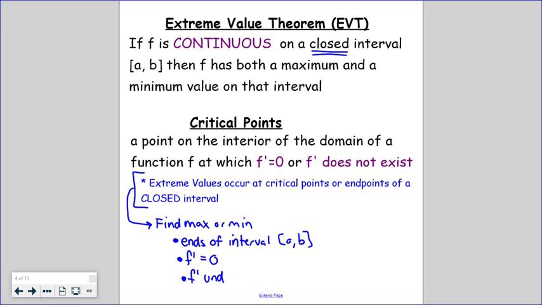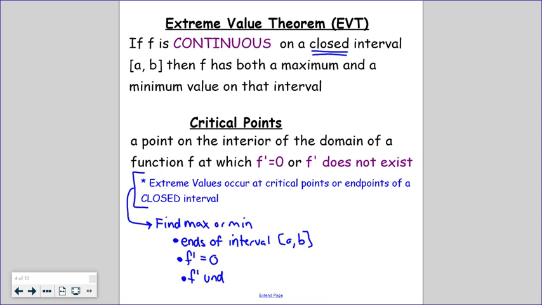On your derivative, so not on your function itself. So on your function, that might be at a corner, a cusp, a discontinuity. Remember, like the things that make a derivative fail to exist?